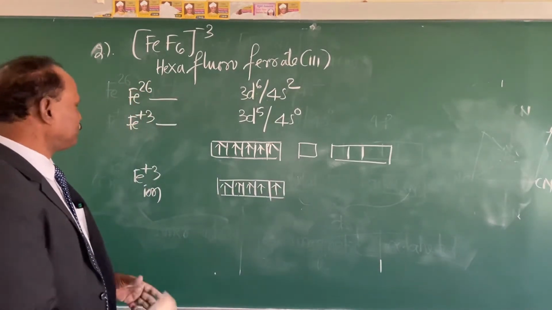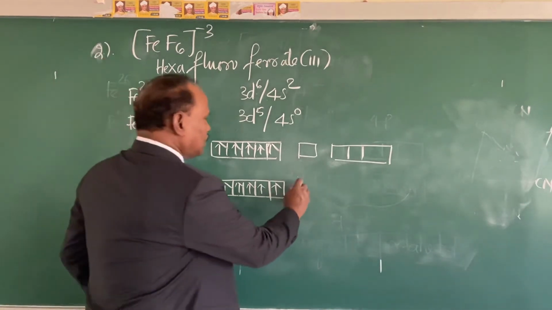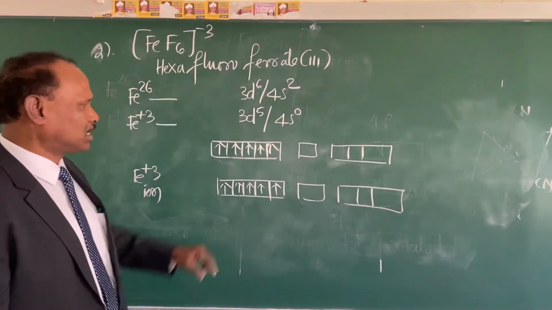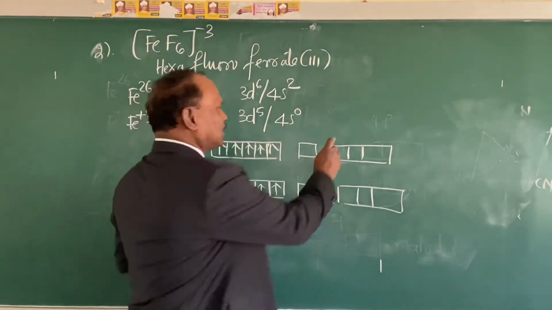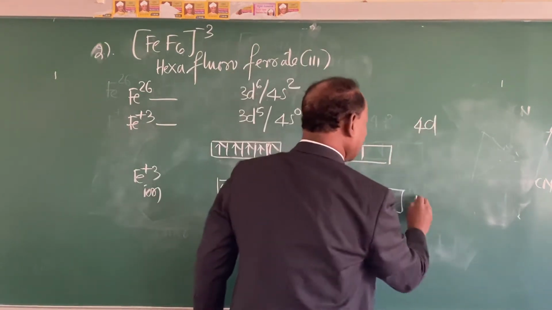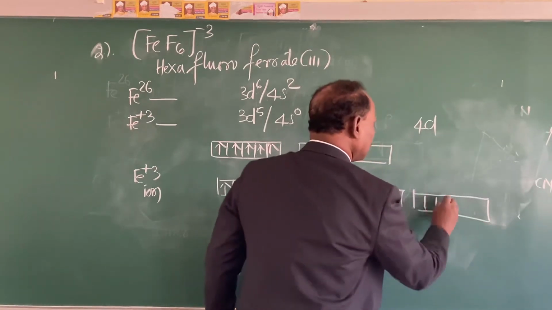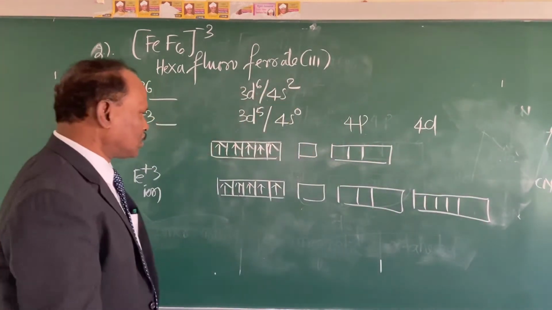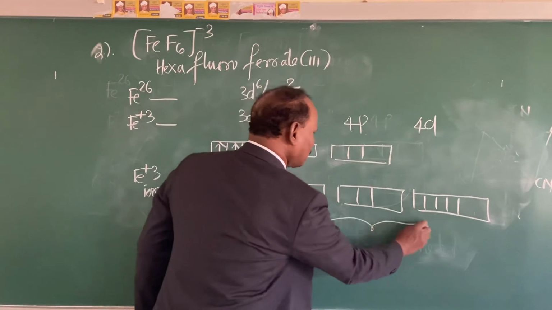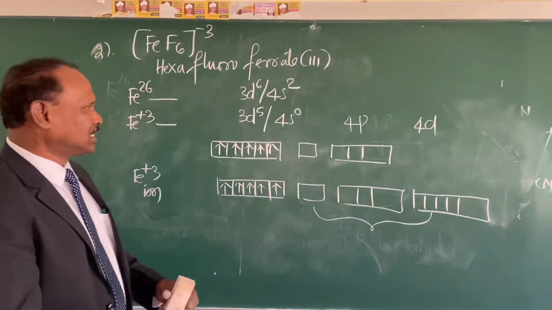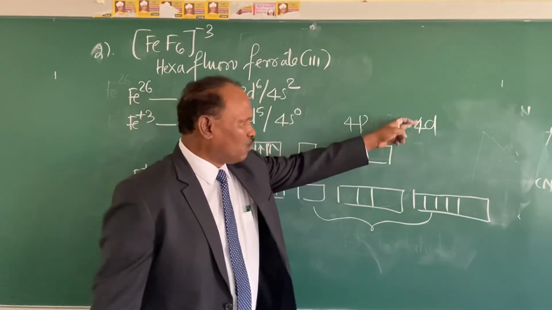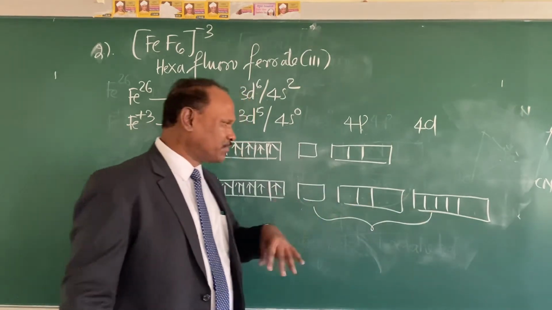So therefore, to form this complex ion, we need 6 vacant orbitals. So here there is one 4s, there are 3 4p, and I will also now take the 4d orbitals. Now let me see, 1, 2, 3, 4, 5, 6. So these orbitals having different energies, that is 1 4s orbital, 3 4p orbitals, 2 4d orbitals having different energies.